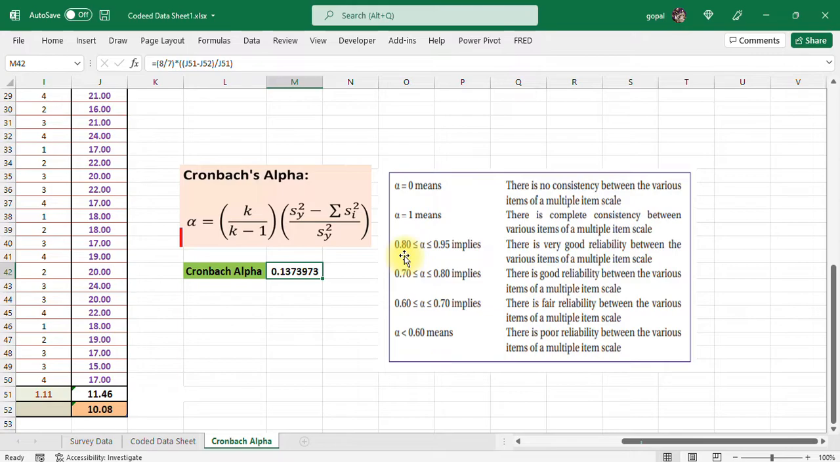If it is between 0.8 and 0.95, this is a good reliability indicator. If it is between 0.7 and 0.80, it shows again good reliability. But if it is less than 0.7, or you can say between 0.6 and 0.7 or less, it means fair or poor reliability. So 0.7 is the fair value of reliability. But here, as we can see, my calculated reliability is less than 0.7, it is 0.13. This indicates that the reliability of this questionnaire is highly poor. I cannot rely on the responses I am getting from this questionnaire.